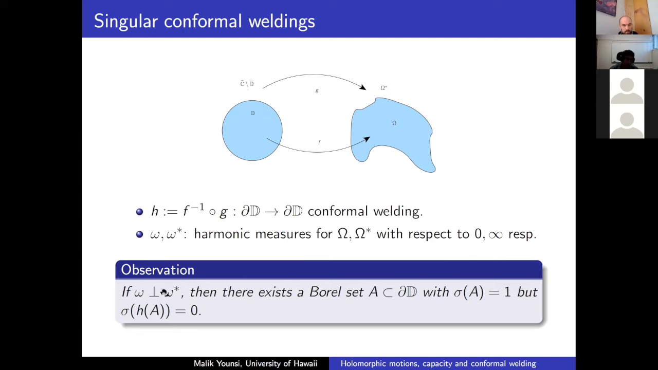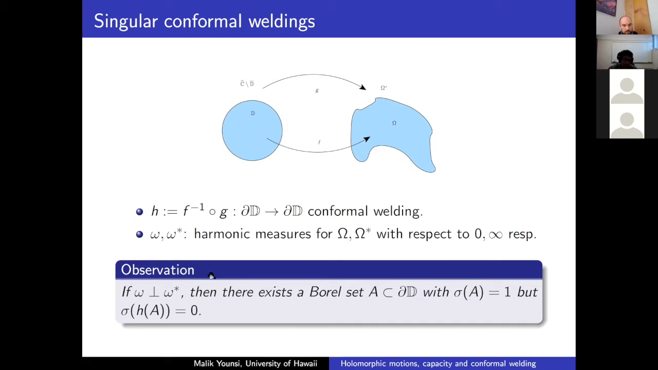So if you want to get a conformal welding that's singular with respect to Lebesgue measure, then you can make sure that the two harmonic measures are mutually singular. And then in that case, you're going to get something that's very singular. You're going to get a Borel subset of the unit circle that has full Lebesgue measure, but when you apply the conformal welding, you get something on the circle that has 0 Lebesgue measure.